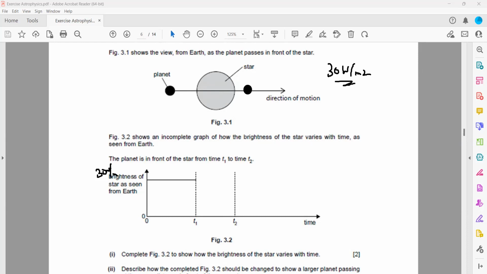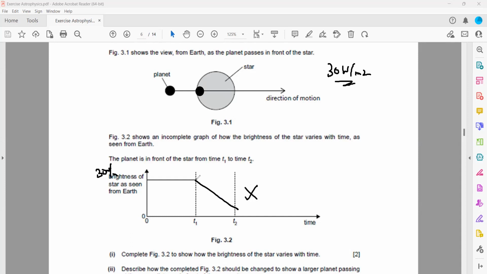So, for example, when it enters, you can make a small slope. When time t1 is there, it starts to block, and the amount of light being blocked is increasing. So as the amount of light it blocks increases, there will be a sudden small change you can make. And then there will be a flat line. And once it crosses, you can draw it like this, or you can also draw it like this, but not like this. This is wrong.